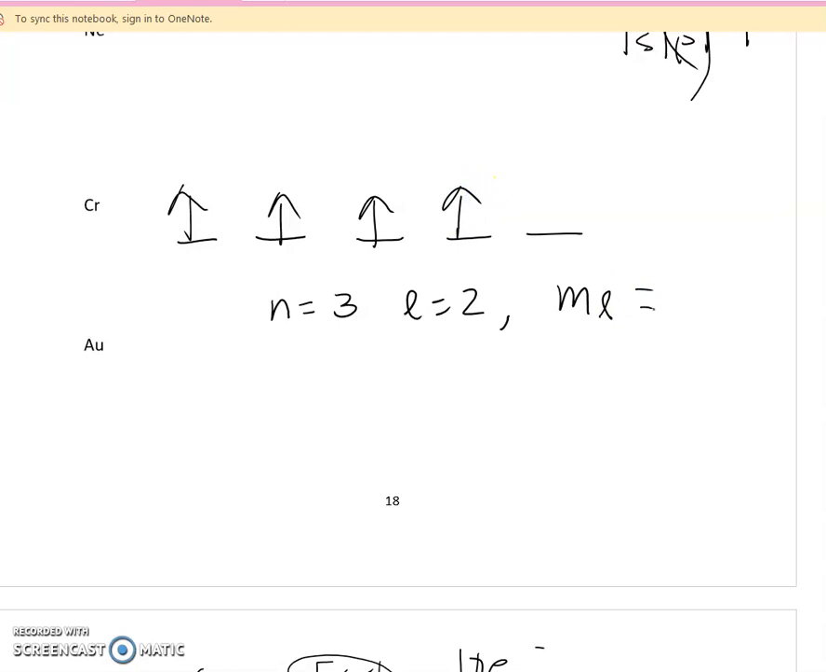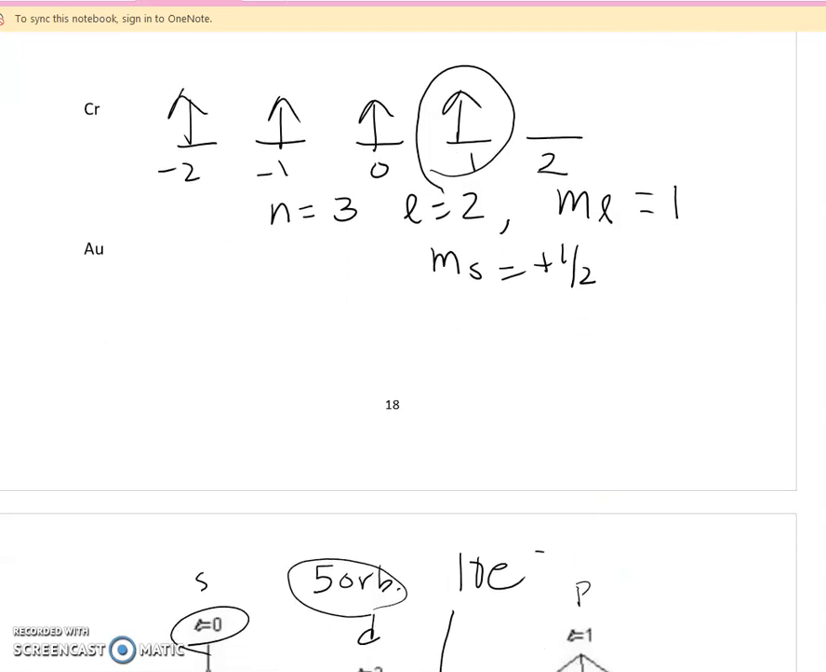So if we have these 4, what would our M sub L be? Well, we have to count them out. So it's our negative L, minus 2, minus 1, goes through 0, plus 1, plus 2. And it's fine, we don't have anything here in that orbital. And we only care about this last one here. So it's always the last one counted. So our M sub L is going to be 1. And it's going to be up and positive, so that's positive a half. Okay, I hope that makes sense.